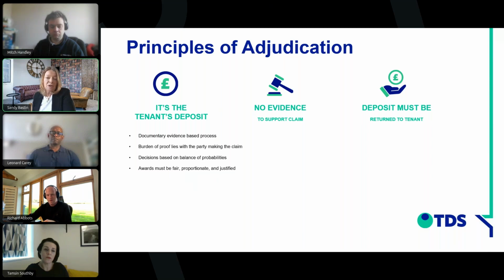The decisions that the adjudicator makes are based on the balance of probabilities, so it is not beyond all reasonable doubt. The adjudicator will prefer some parties' evidence over the others. And obviously, it's essential that any awards must be fair, proportionate, and justified, and the principles of fair wear and tear and betterment will always come into play in relation to any decision that they're making.